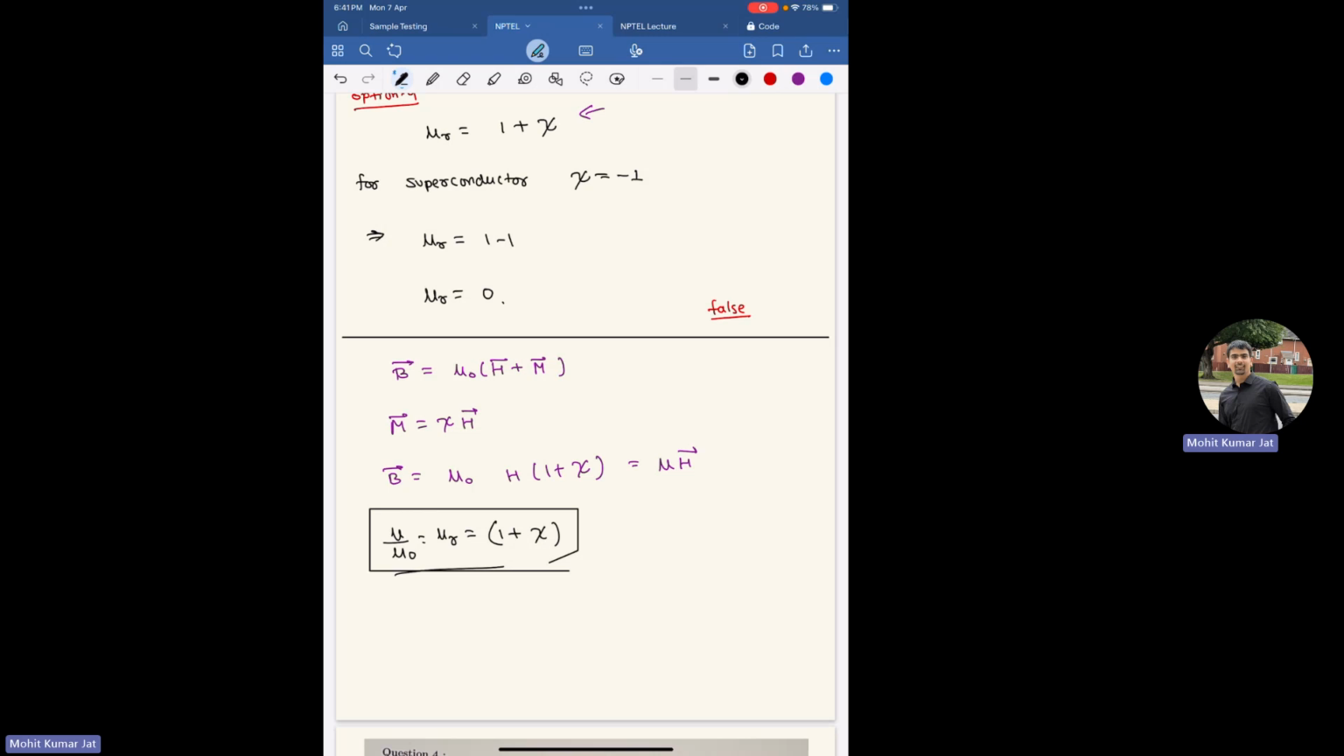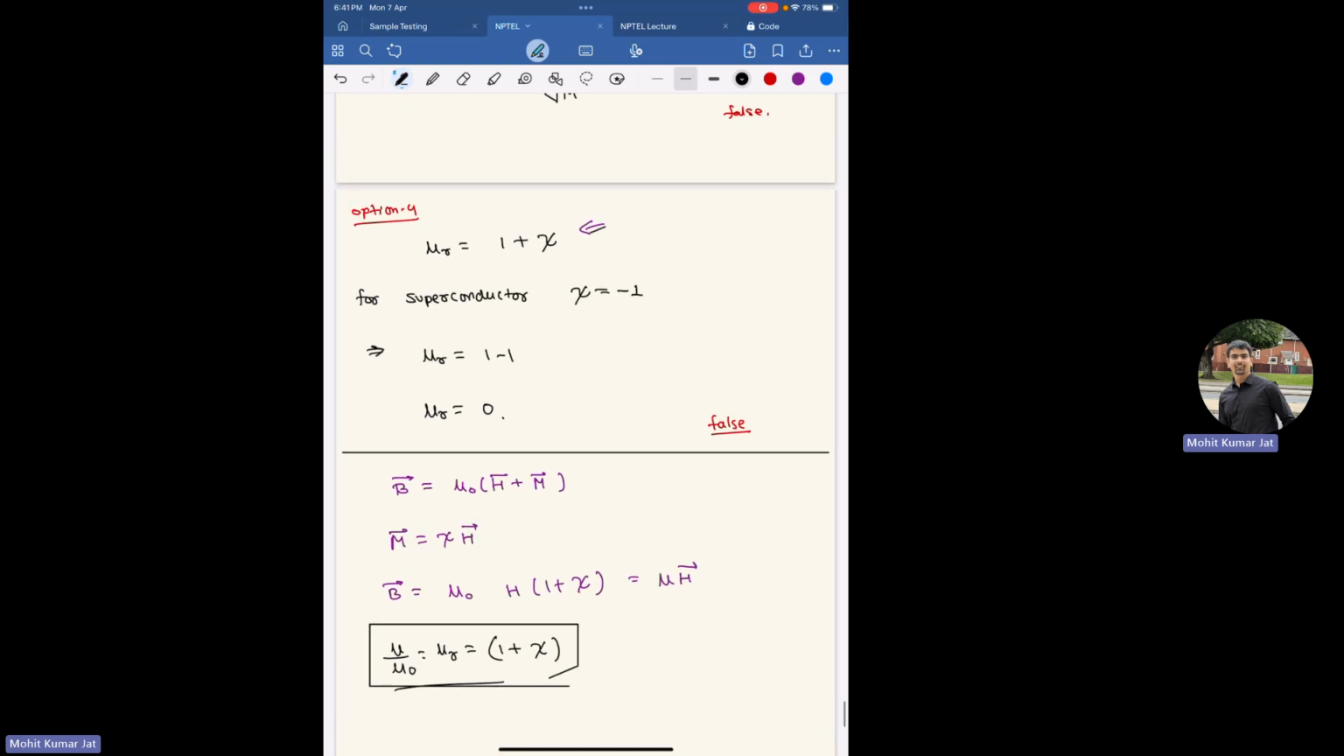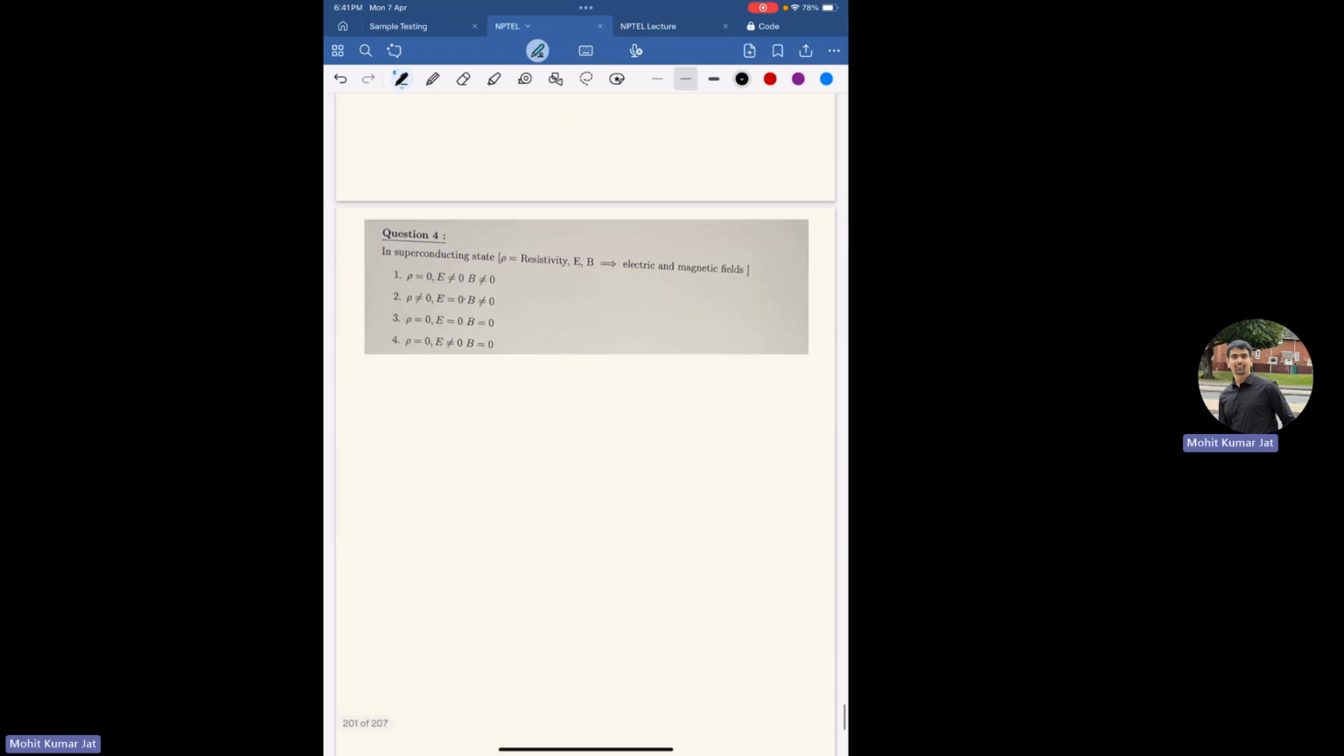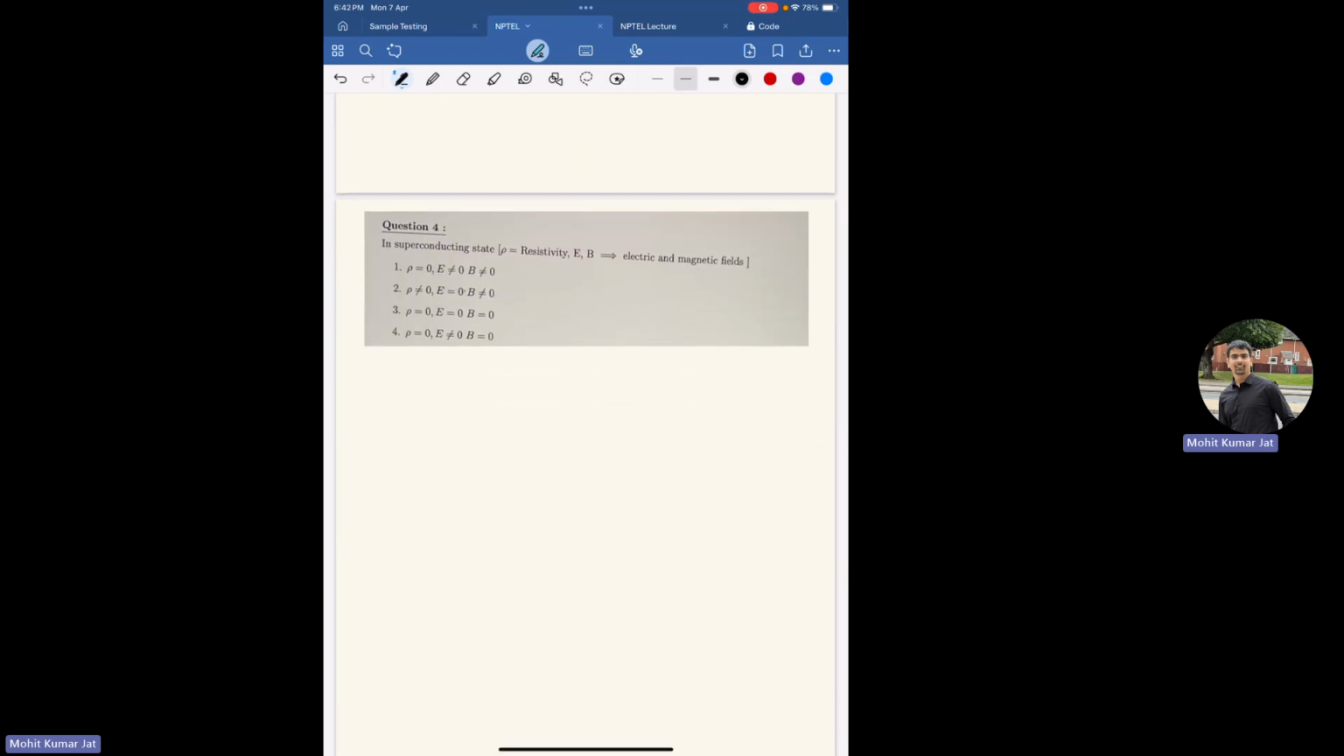Okay, just in case if you wonder where this relation comes from, this can be easily derived. Okay, now moving on to the problem number 4, which says that in a superconducting state, resistivity, which is rho, E is electric field, B is the magnetic field.